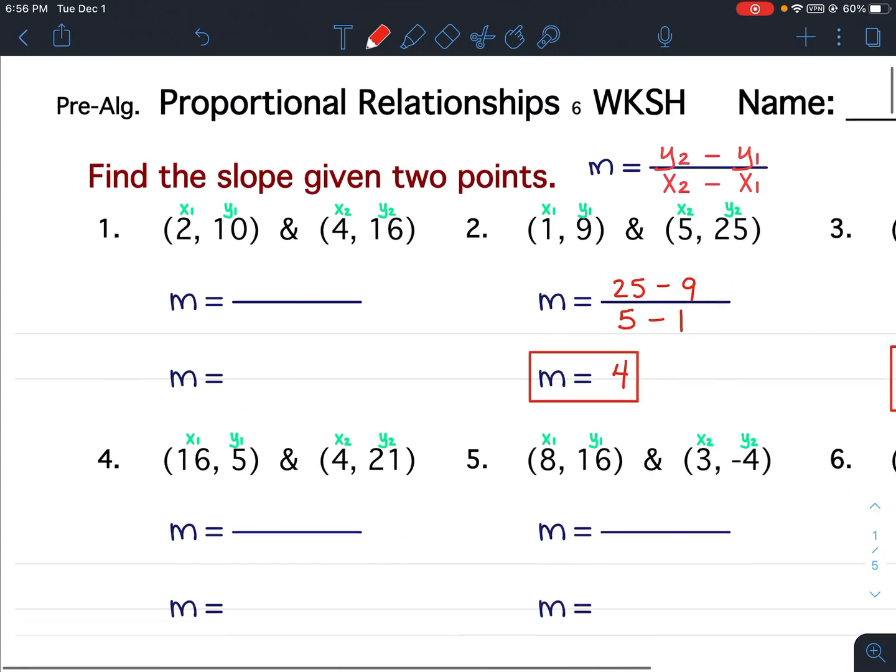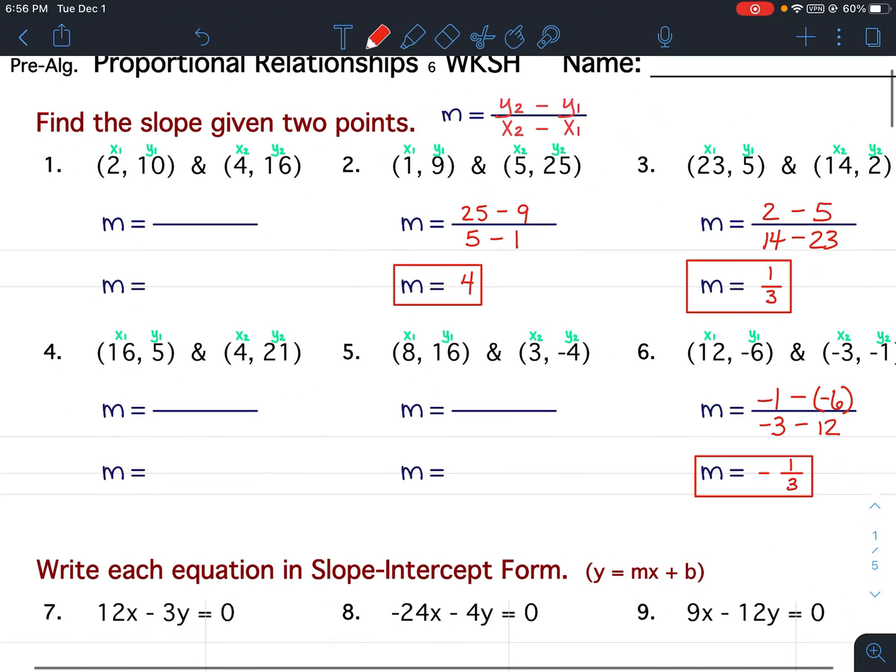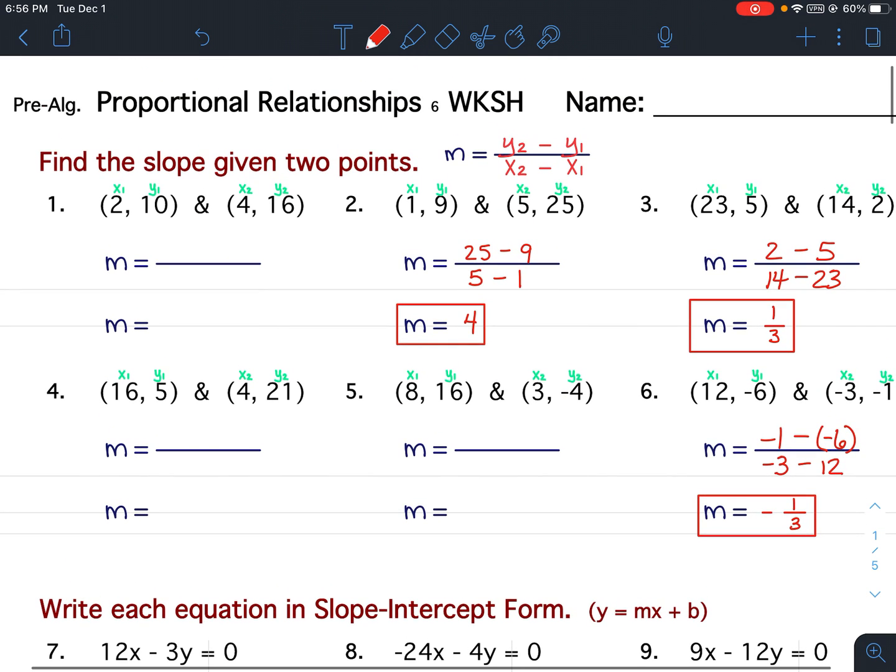Okay. So I did 3 of them with you. You're going to do 1, 4, and 5 on your own. If you have any questions on 1 through 6, please let me know.